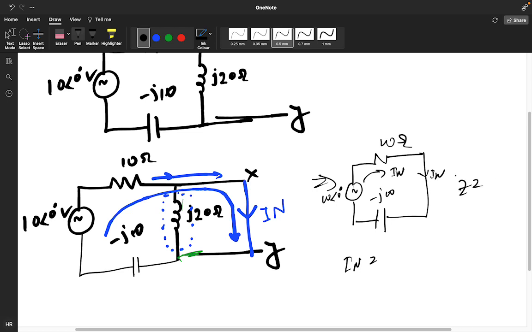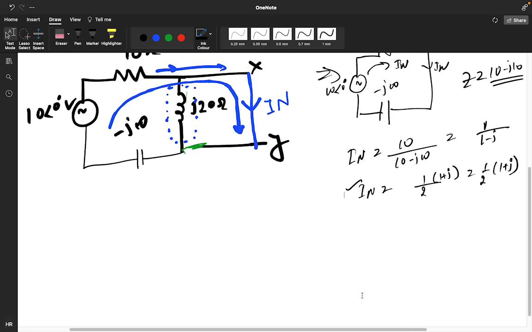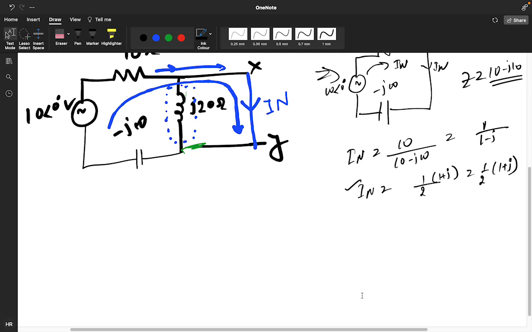What is the Z equivalent? Z equivalent will be 10 minus J10. So IN will be 10 divided by 10 minus J10. What will you get? 1 divided by 1 minus J. So IN will be 1 by 2 into 1 plus J, after rationalizing. So you are getting the IN value as this.